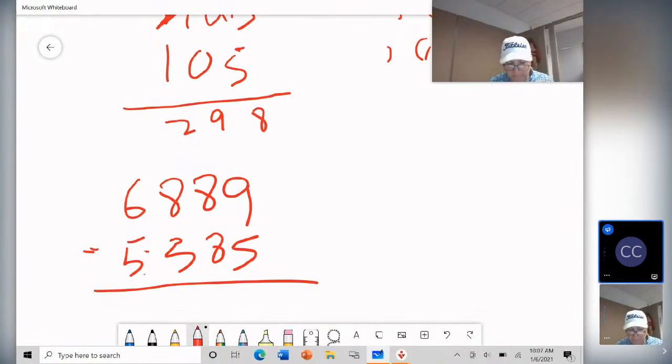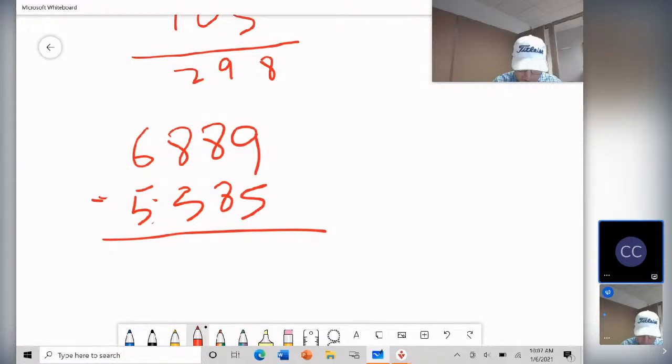And this one, we're going to look, and the top numbers are all bigger, so we're not going to have to borrow. So it's just a straight subtraction. The 9 minus the 5 is going to be a 4. 8 minus 8 is 0. 8 minus 5 is 3. And 6 minus 5 is 1.